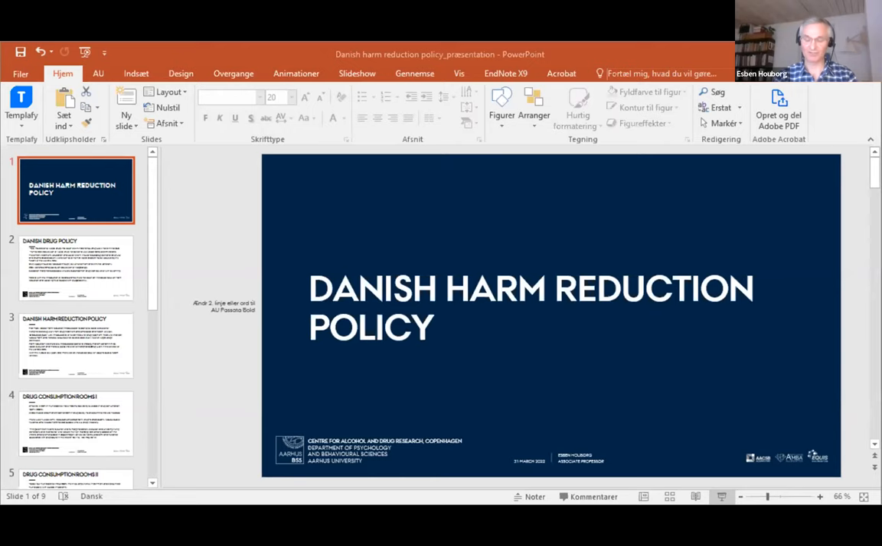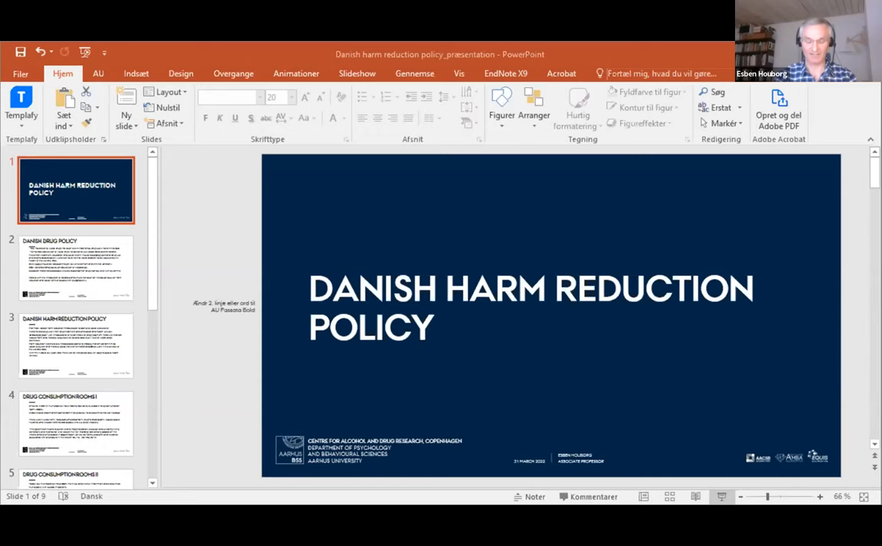The basic idea was that prevention, treatment, education, and social reform should reduce drug demand, while criminal sanctions should reduce drug supply. Use of drugs and drug-related problems were seen as what could be called a normal social problem that should be reduced by the means of the welfare state.